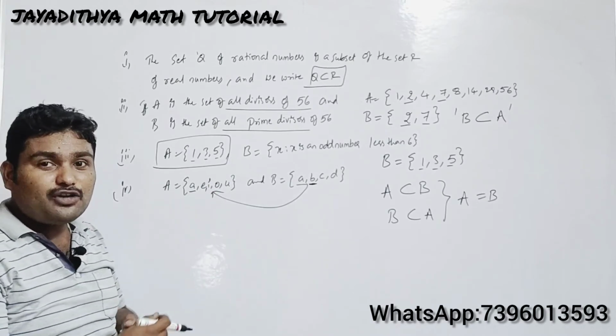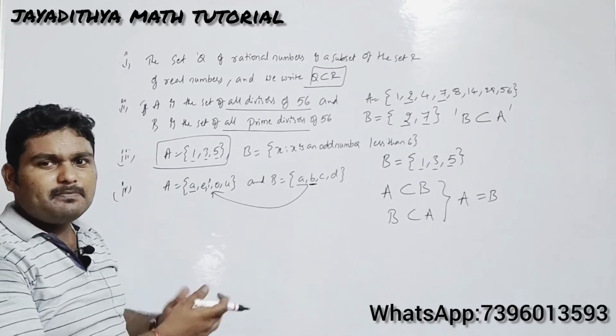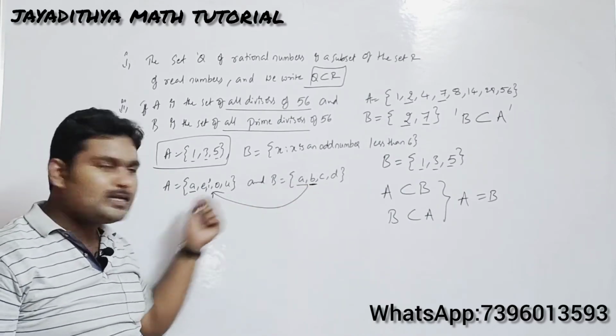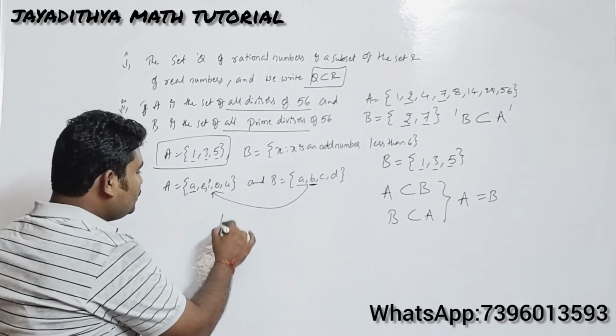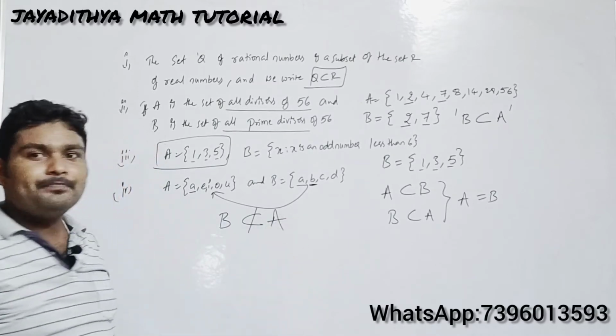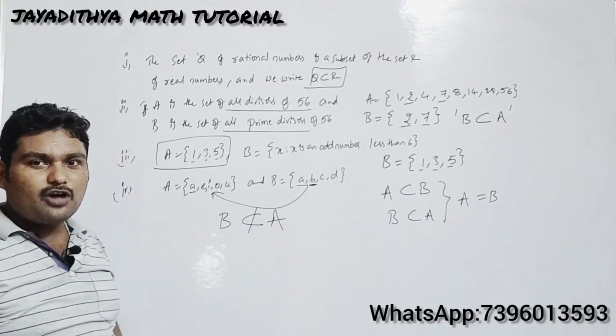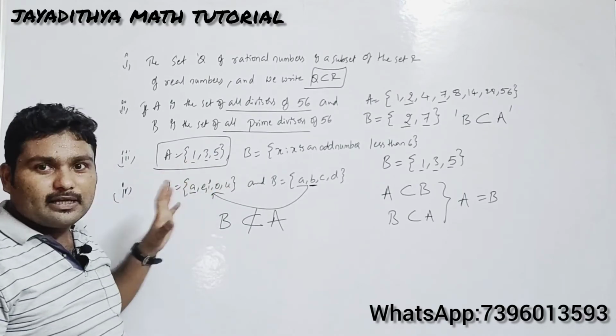Each and every element of set A must be present in set B, or each and every element of set B must be present in set A. So here that condition is not satisfied. Therefore you can say that B is not a subset of A. So with this I think you have understood the concept clearly now.